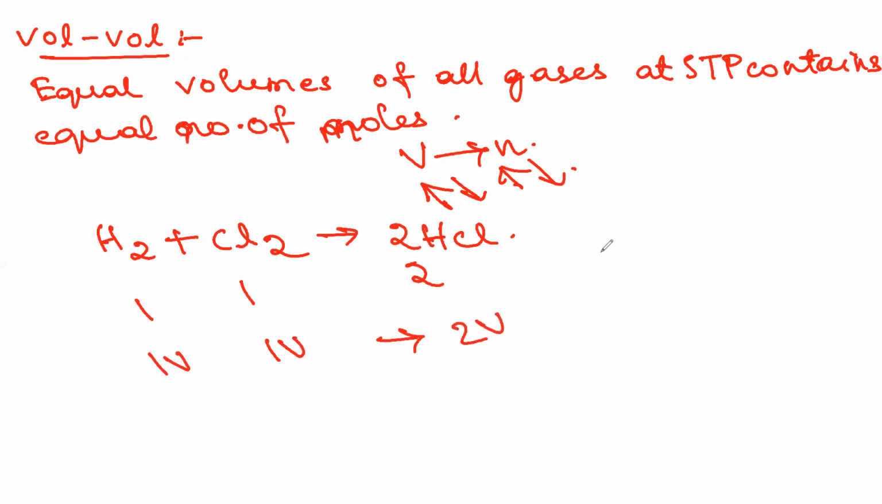So this is the direct relationship for volume, because volume is proportional to number of moles. No need to take weights, no need to take number of moles. By seeing the stoichiometric equation, we can find out. So now let us see the problems based on this volume relationship.